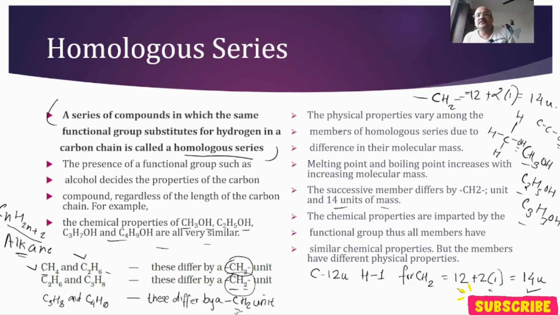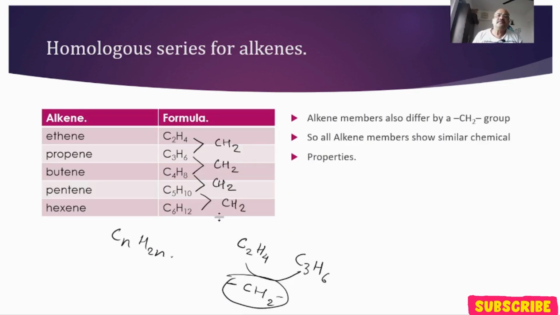So now what happens is that there will be a difference in the molecular masses between the two compounds here. Therefore, the physical properties will vary gradually. But the chemical properties, because of the functional group attached by replacing one of the hydrogens, remain constant or similar as such. Now let's see the homologous series for alkenes.